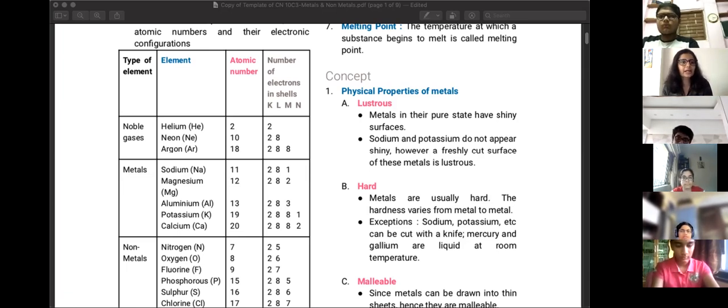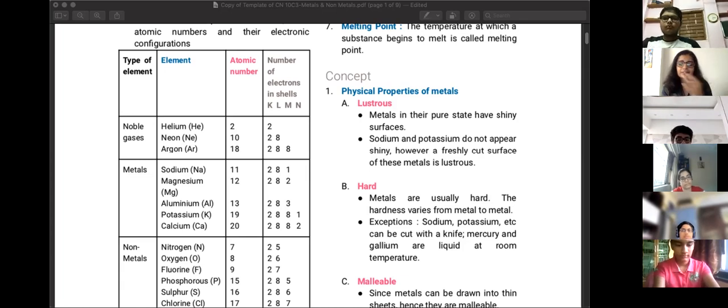What do you mean by ductility? It can be drawn into wires. Thin wires, yes. So if you pull it apart, it's going to stretch like chewing gum. Chewing gum is ductile. Okay. Nice. And then you said conductive.